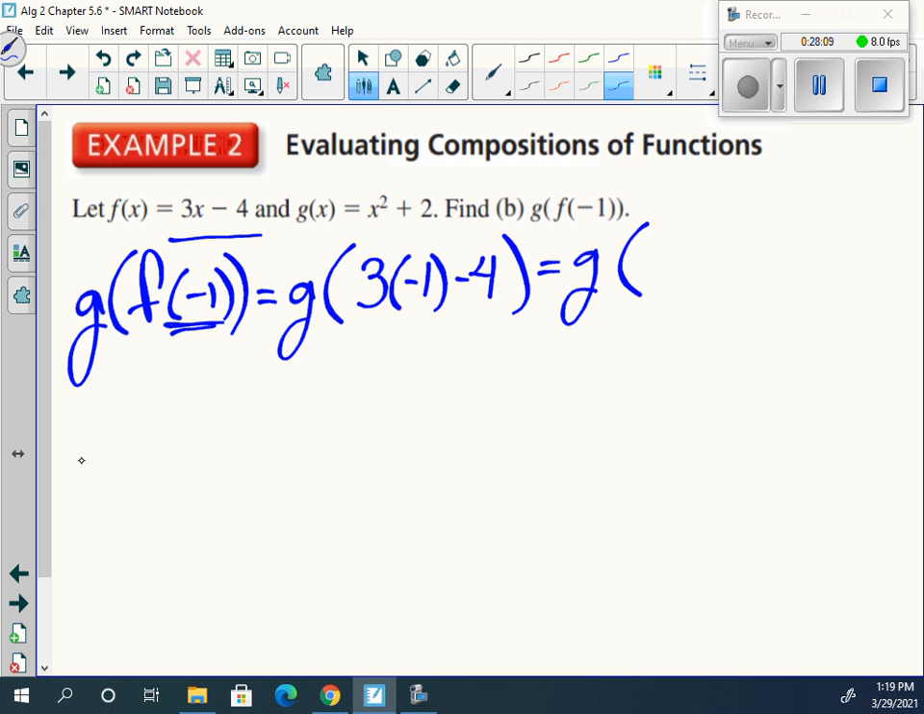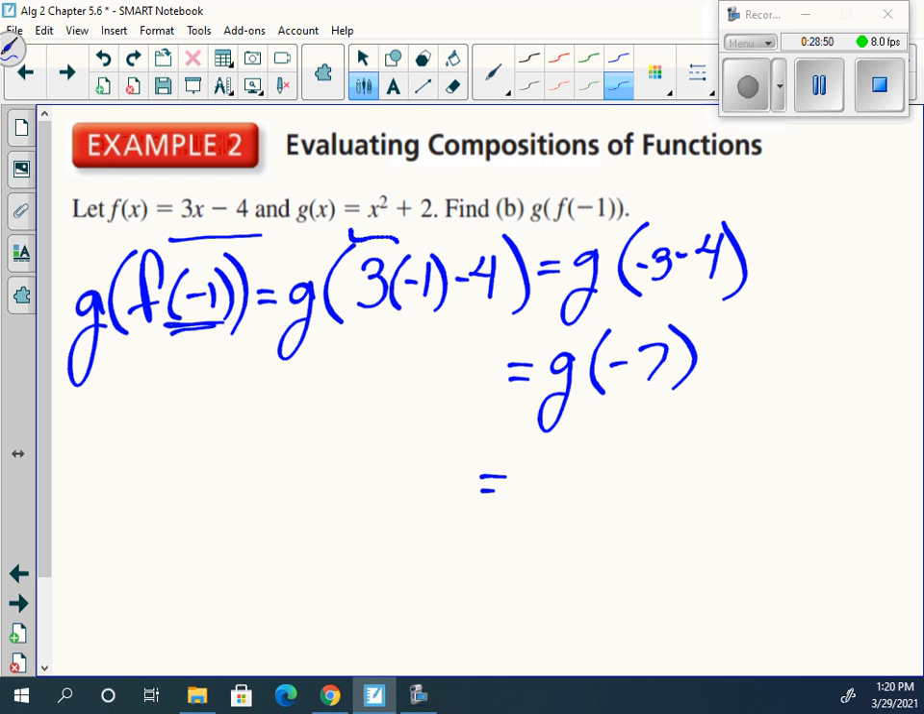Now, if we did it by hand, 3 times negative 1 would be negative 3. And well, negative 3 minus 4 is going to give us negative 7. The calculator would give us the same thing as well. So we could have done it in either way. Well, we're almost done now. We've got to plug negative 7 into g of x.